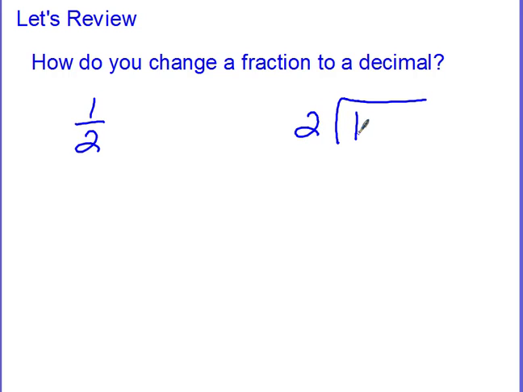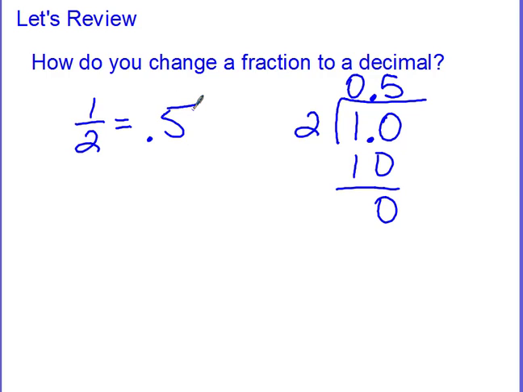Well, 2 doesn't go into 1, so we know we're going to add a decimal, bring up the decimal, add a 0, and begin our division. So now we go 2 into 1, nope, it goes 0 times. So 2 into 10 goes 5 times. 5 times 2 is 10. Get a remainder of 0. So 1/2 is equivalent to 0.5.